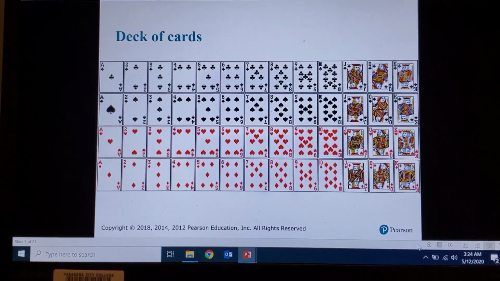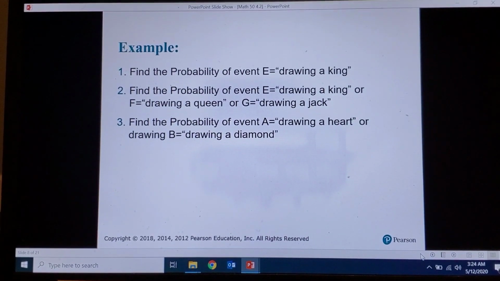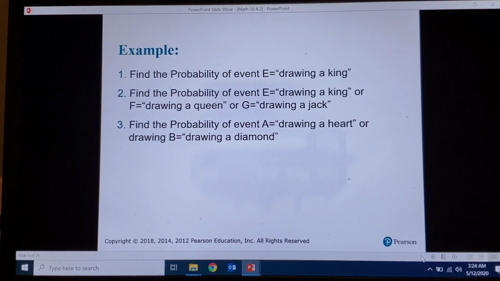Again, this one was more of an example of what we did for 4.1. It was just your denominator is the total possible outcomes. Your numerator is the number of ways that event can happen, or the way it can occur. And this can happen 4 different ways. It could be a king of spades, a king of clubs, a king of hearts, a king of diamonds. So those are 4 different ways it can happen. But you're choosing from a deck of 52 cards.